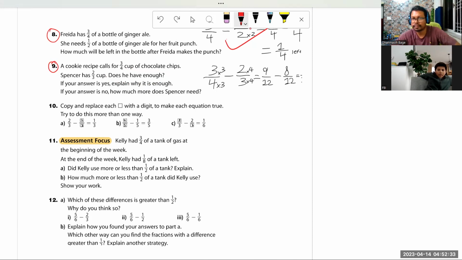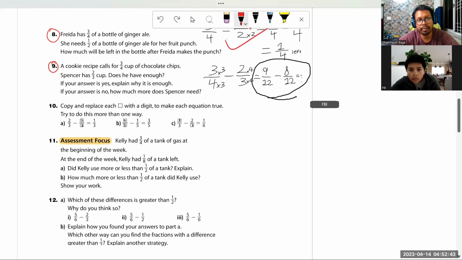But I'm not done the answer though. Like, what? Not done the answer. Like, cookie recipe calls for 3/4 cup of chocolate chips. Spencer has 2/3 cup. Okay. You see that denominators are different. So first of all, in this case, let's take ninth question. And I'm taking your solution as well.